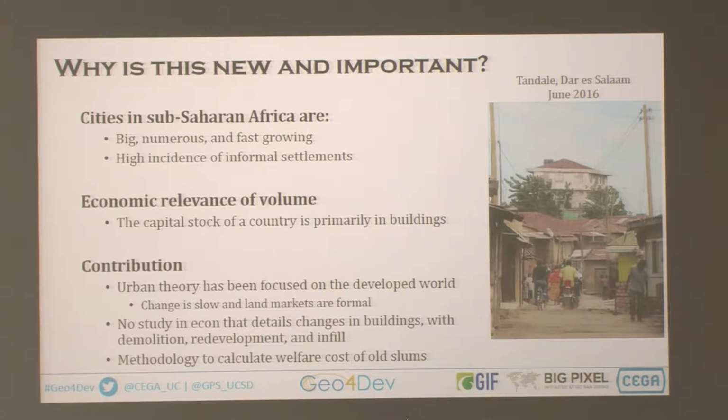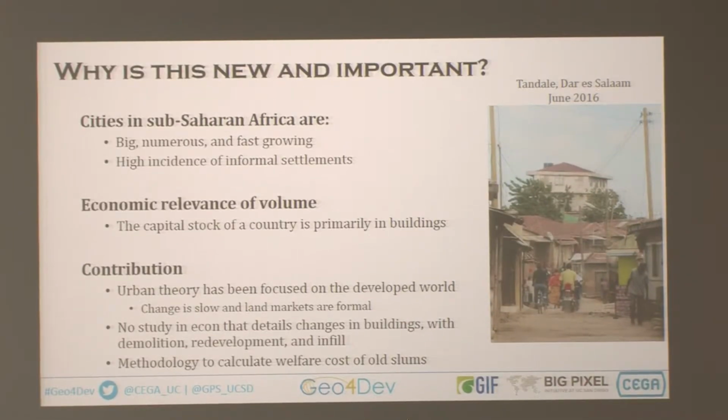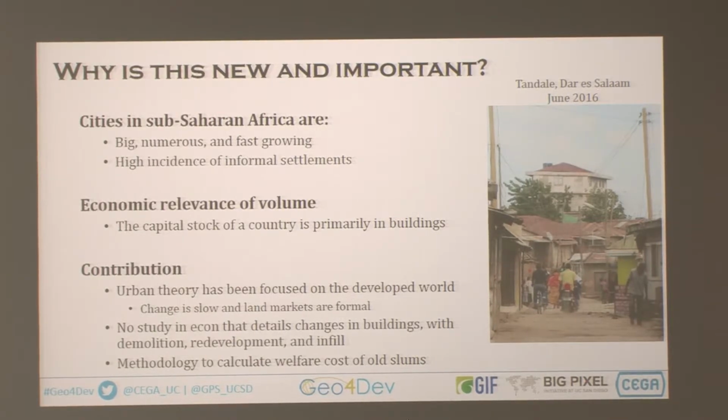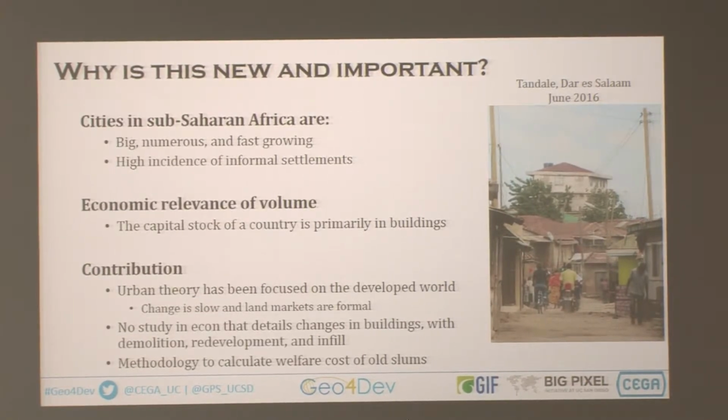So why do we care about these questions? And what are we doing that's new? So in sub-Saharan Africa, cities are quite large already, and they're growing very quickly. So the UN estimates that there's about 500 million people living in cities in Africa today, and this should more than double by 2050. About 60% of these people today are living in what the UN calls informal settlements.